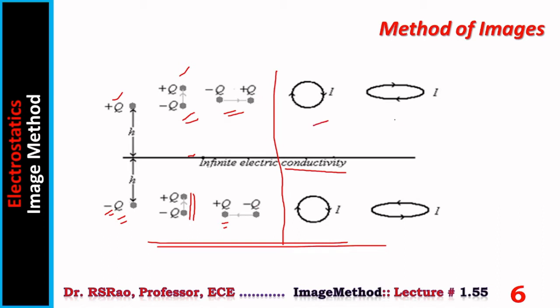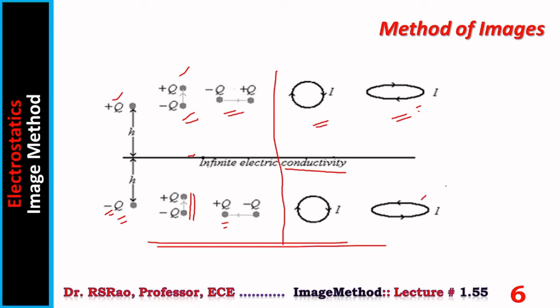We consider 2 current loops. In the first configuration, the loop is in a vertical plane. Current is in clockwise direction. In the image also current is in the same direction. Of course, depth is equal to height. Depth of image is the same as height of the original current source. Another current loop which is in a horizontal plane is shown as the last one. In the original, the current is clockwise, but in the image, the current is anti-clockwise.